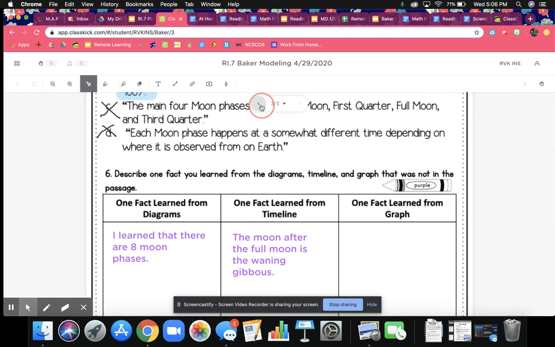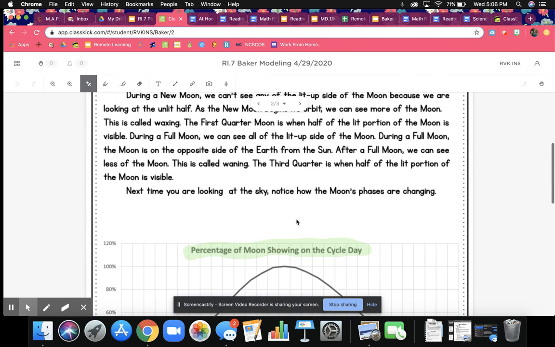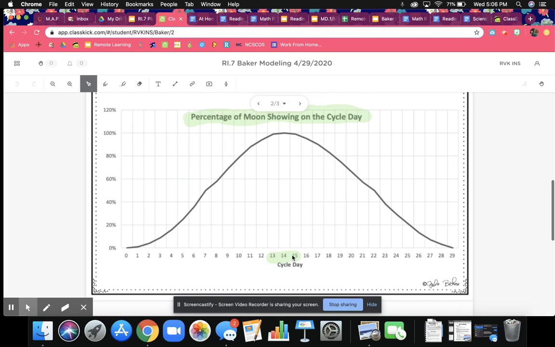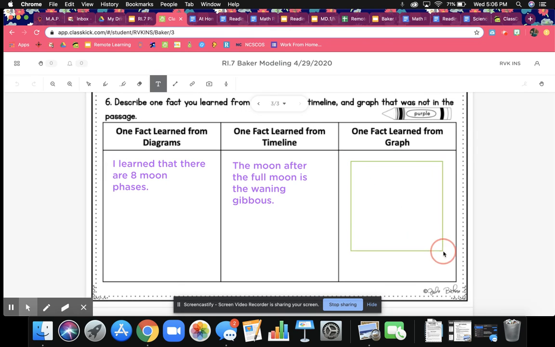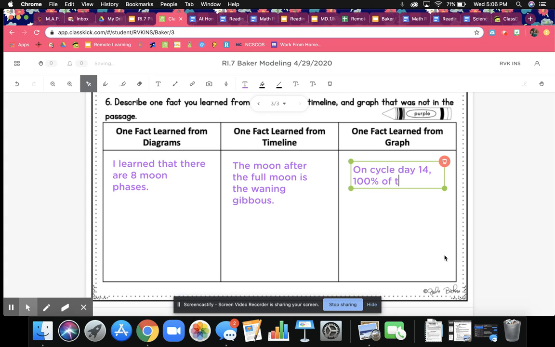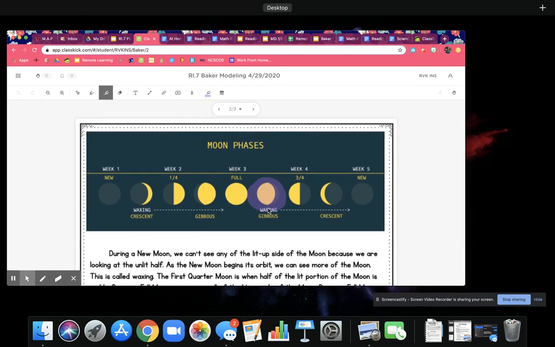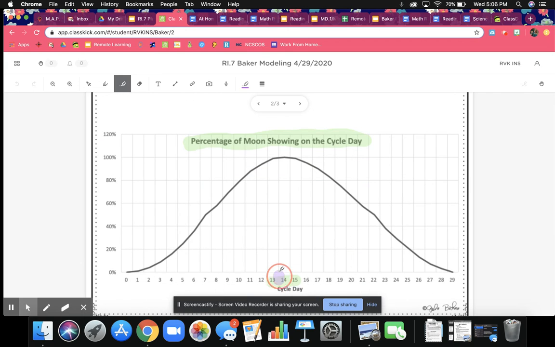And then one fact you learned from the graph. I learned from the graph that on cycle day 14, 100% of the moon is showing. Now I'm going to go back and make sure that I highlighted that. I'm going to take my highlighter and I'm going to do day 14, 100%. That's all I need. As long as you show me where you found it, that highlighting will be great.